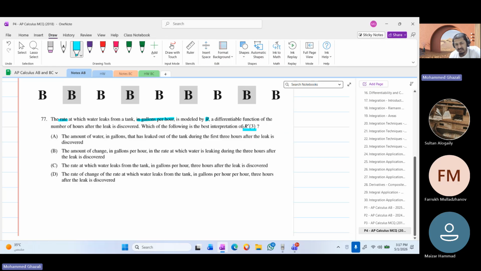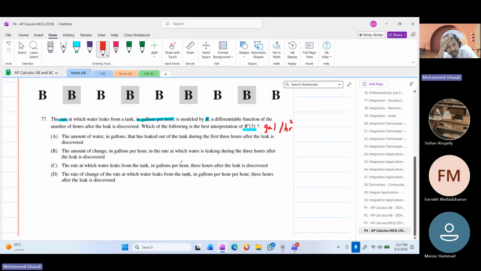Do not read these things. Just tell me what R prime 3 represents. The R is already the rate. Then R prime 3 will be gallons per hour, isn't it? Per hour squared. Yeah, gallons per hour squared. Very important. Now, let's see which information makes sense.